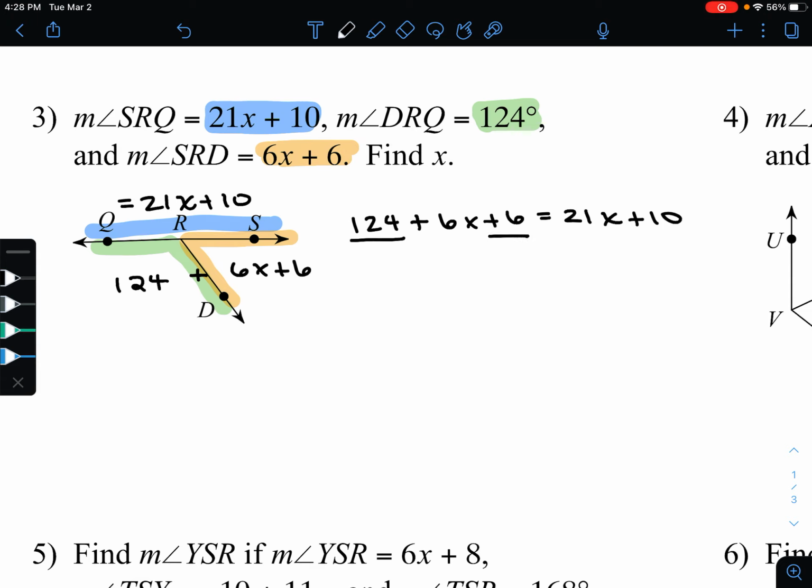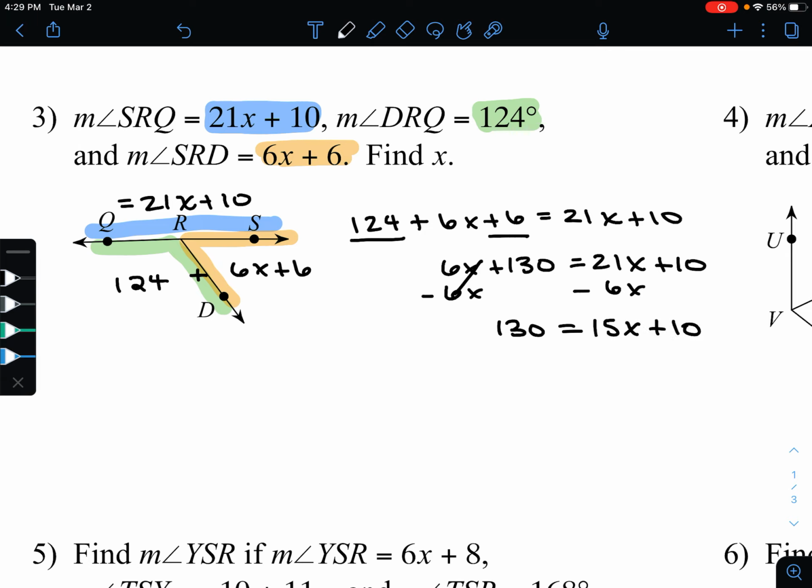So we can add our like terms here. We have 124 and 6, which would be 130. I just brought down the 6x because it doesn't have anything to add with. Then we gather all of our x terms. I'm going to subtract the 6x on both sides. Bring down the 130. That would be 15x plus 10.